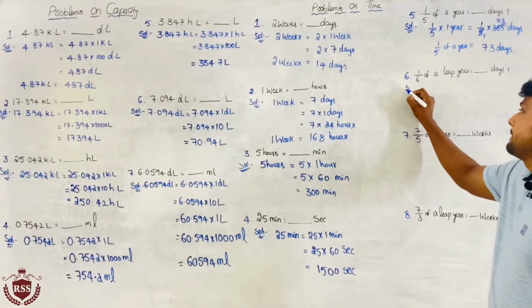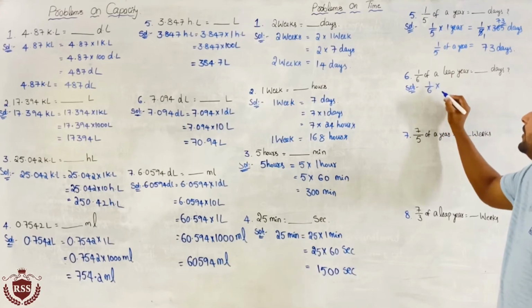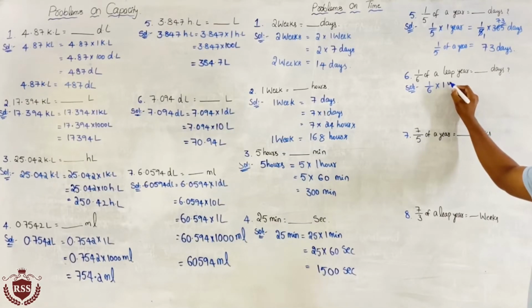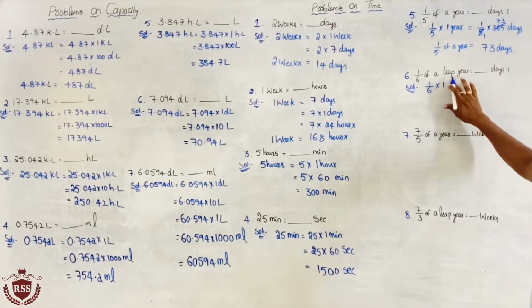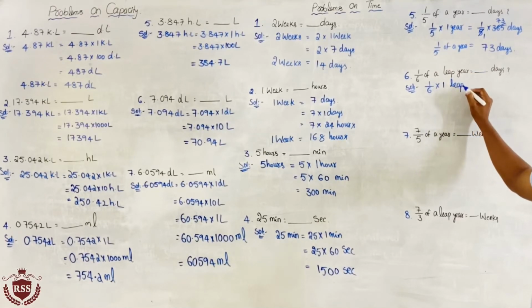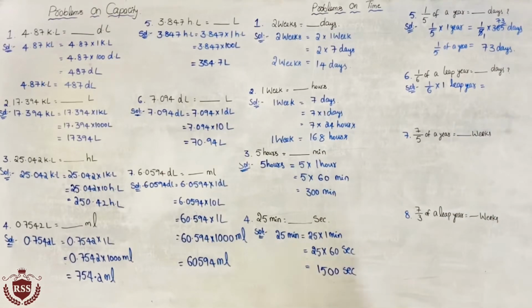Next question, a similar question, but 1/6 of a leap year. A leap year means 1 leap year, 1/6 of 1 leap year. So in a leap year, how many days are there? For a leap year there are 366 days. So 1 by 6 into 366 days.